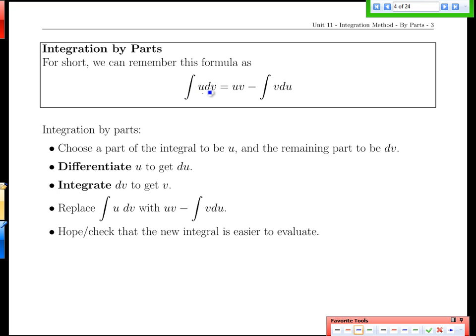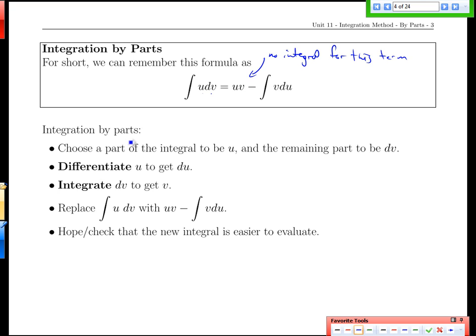But the integral of u dv is uv, and the key thing here is no integral for this term, minus the integral of v du. Okay, how does this work out? So this is the formula, memorize it. Integral of u dv equals uv minus integral of v du. Repeat that 10 times, it'll get stuck in your head.